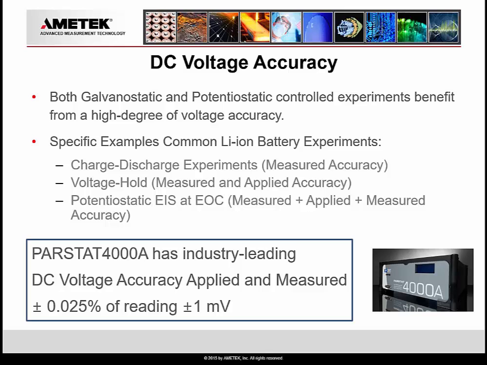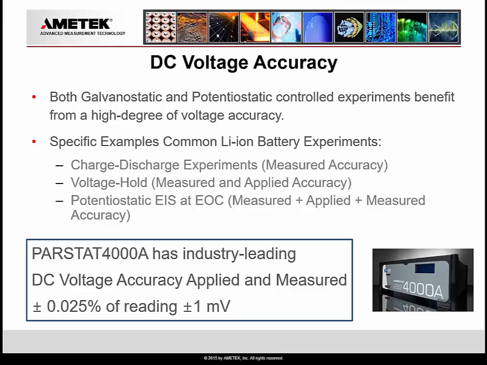But I told you the CCCV experiment, which is very common in lithium-ion battery tests, starts off constant current, but then I transition over to constant voltage. And when I hold the voltage, not only have I had to measure it, but I apply it as well.